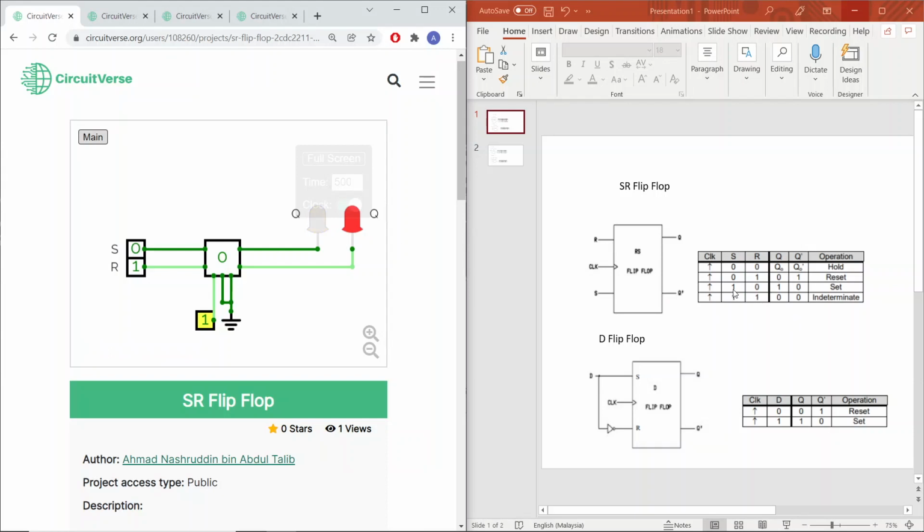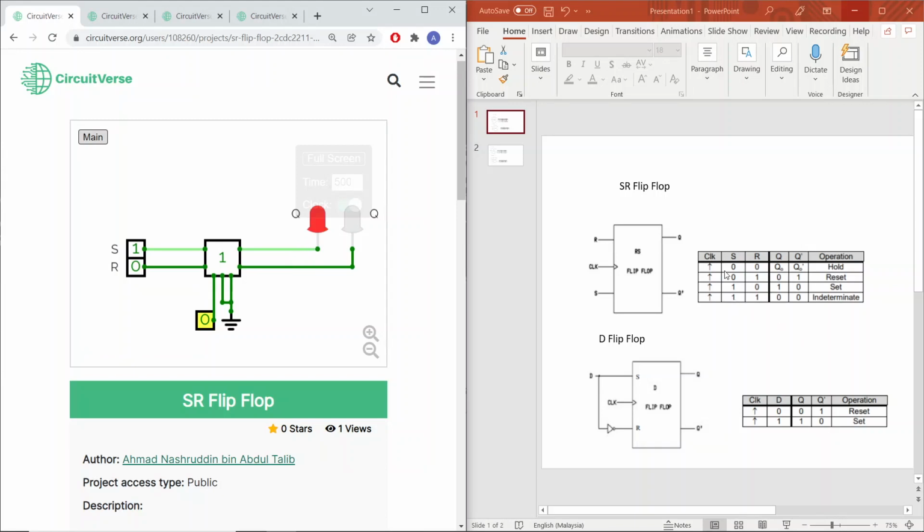And for S is 1 and R is 0, the operation of the SR flip-flop is set, 1. If I trigger the clock, the clock will trigger the chip and the output is 1.